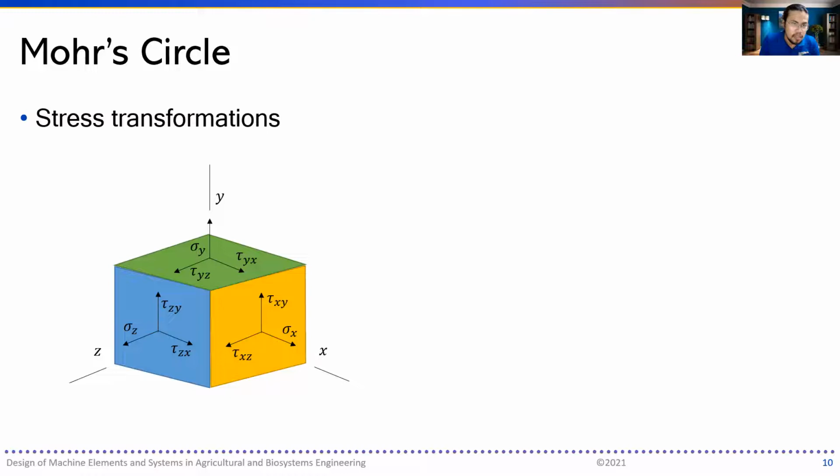Okay, and that material is experiencing normal stresses and also shear stresses, as can be seen. Now this can be handled at the same time. And how? This can be simplified further by looking at just a 2D representation.